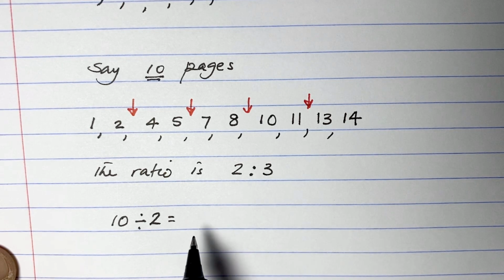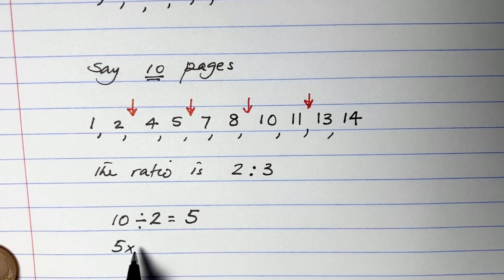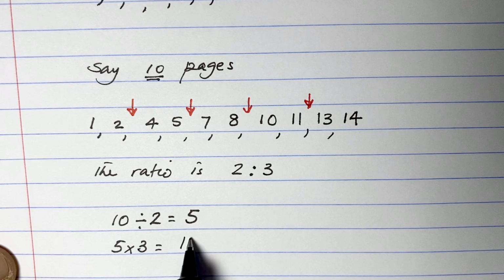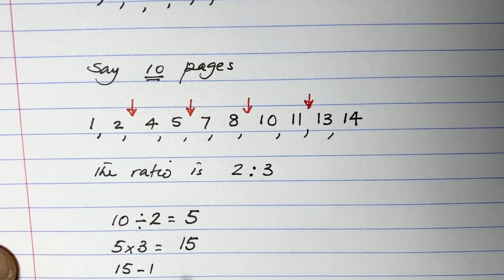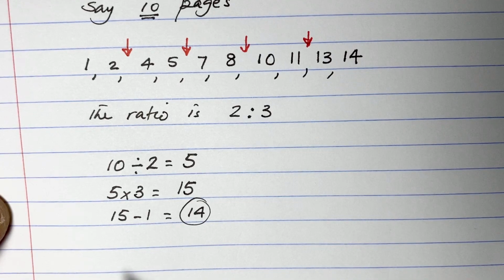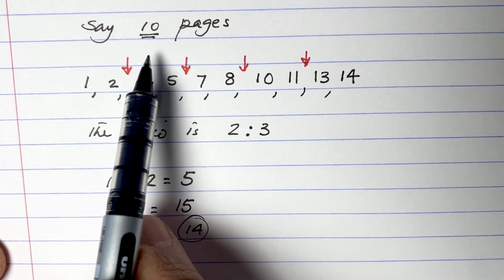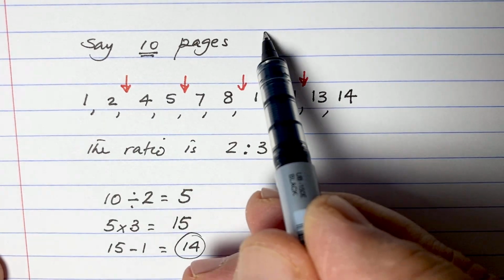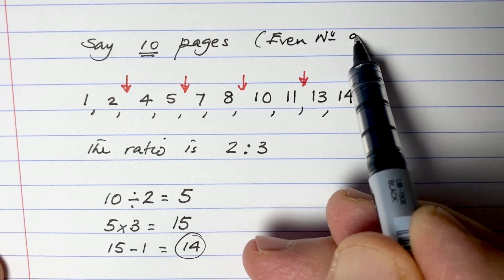that first ratio, and then multiply that number by the second ratio, and I will get 15. But of course I want 14. So the next stage would be to remove 1 from 15, and that gives me the exact value. That was an example of using an even number of pages.